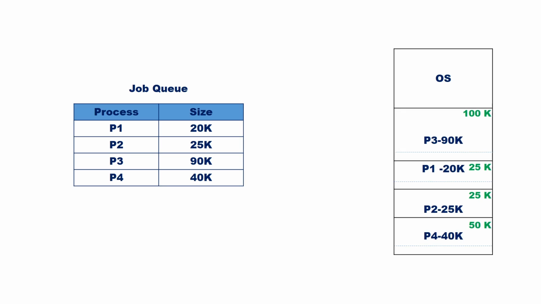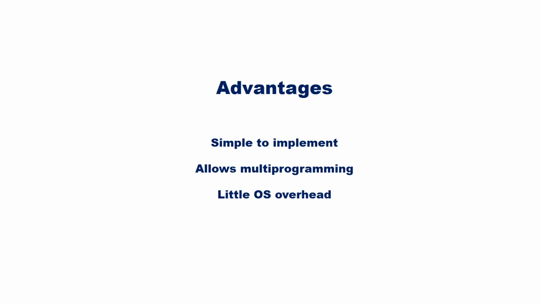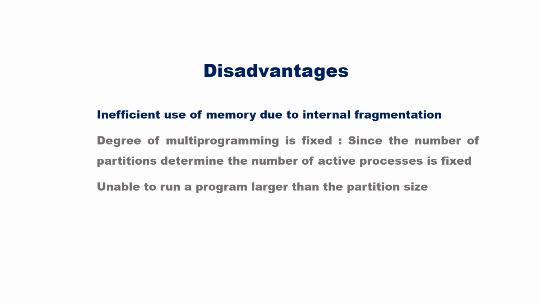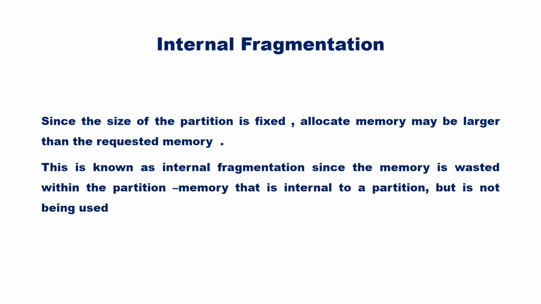P4 will be allocated to the last partition. Fixed partitioning is simple to implement, allows multi-programming and little overhead to the operating system. The main disadvantage of fixed partitioning is inefficient use of memory due to internal fragmentation. Since the size of the partition is fixed, allocated memory may be larger than the requested memory.